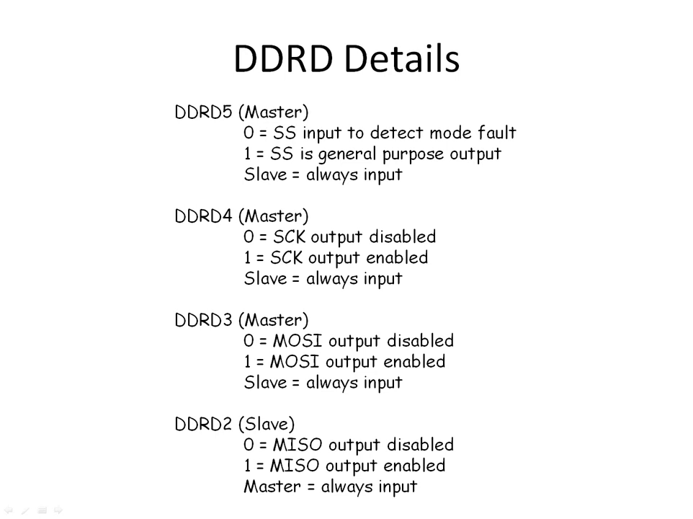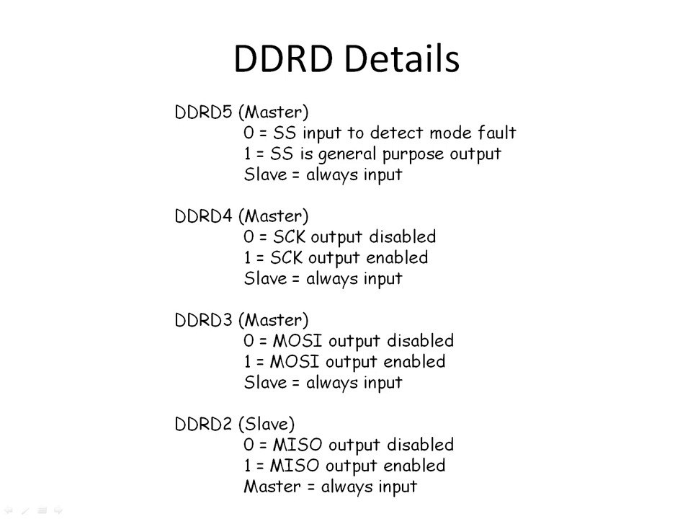The next bit is the DDR-D4. If we set it to a 0, the serial clock output is disabled. And if we set it to a 1, the serial clock output is enabled. If we're operating as a master, the master needs to be in control of the serial clock. So therefore, we need to have the SCK output enabled, so we'd set that one to a 1.